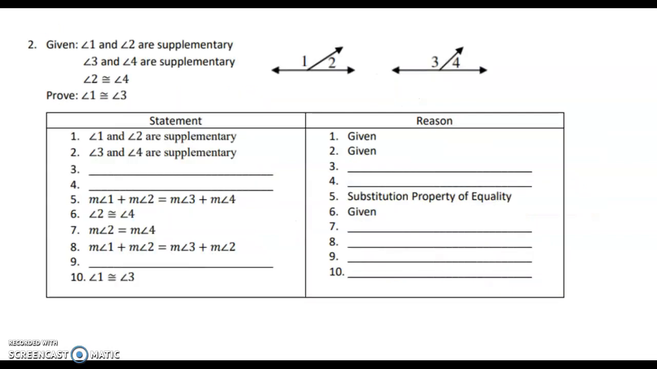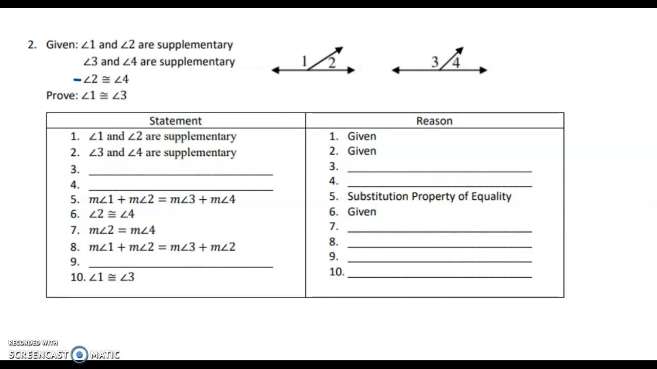All right, let's try another one. So first are our two givens. Angle 1 and angle 2 are supplementary. Angle 3 and angle 4 are supplementary. Now, I also notice we have a third given right here. Angle 2 is congruent to angle 4. But notice on line 6, they have it written down. So they have all three givens written somewhere in our proof. So we're good to go on givens.